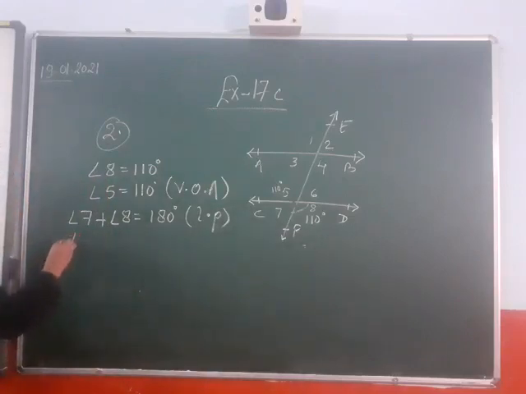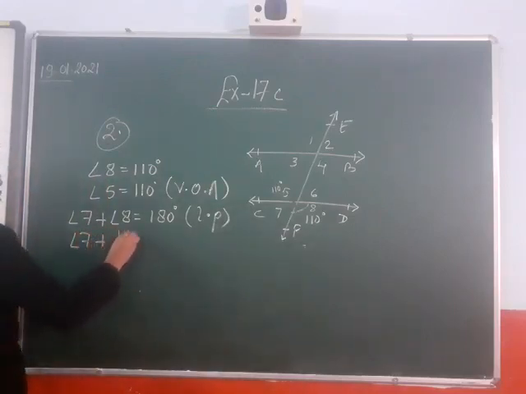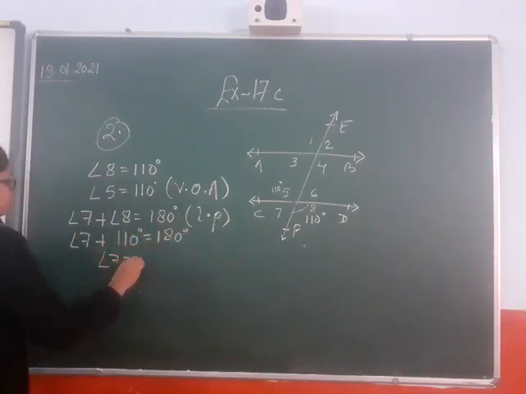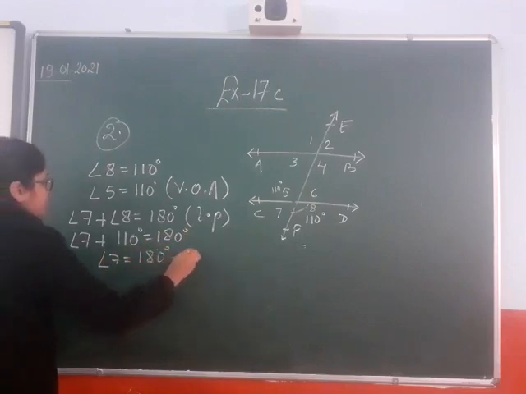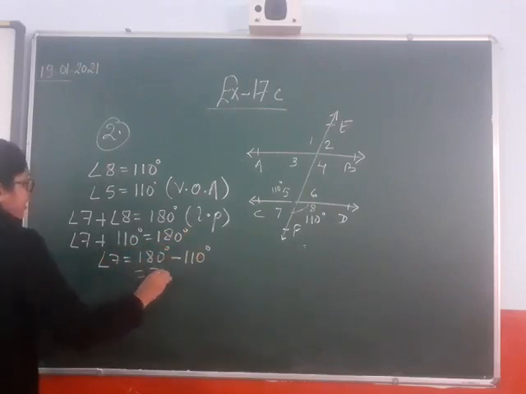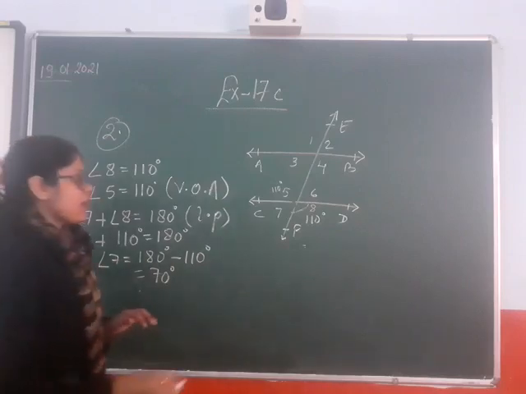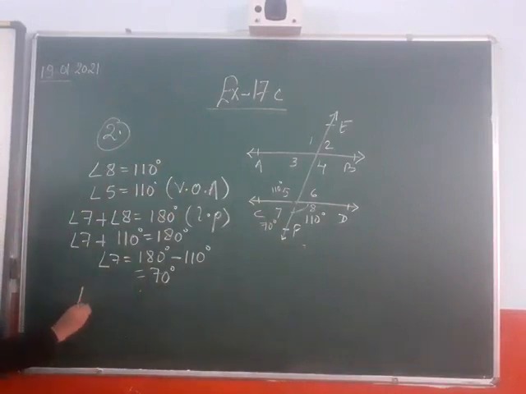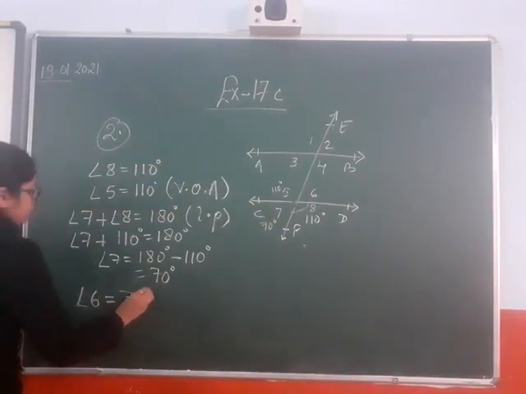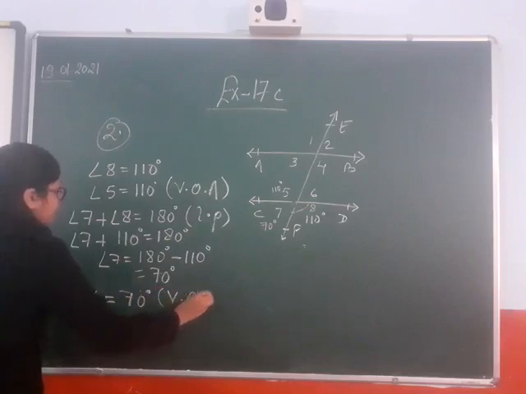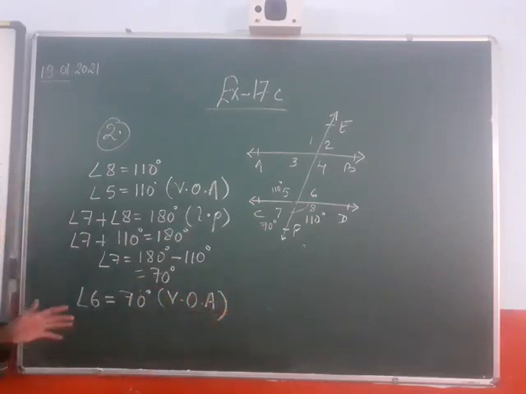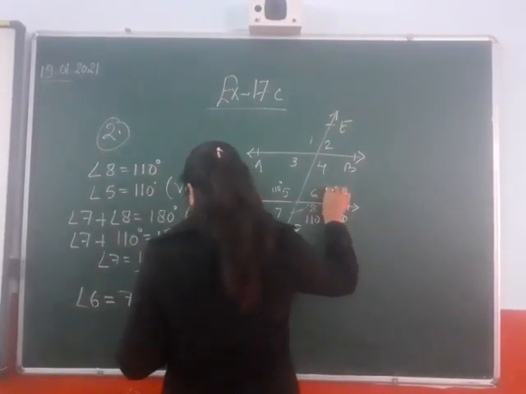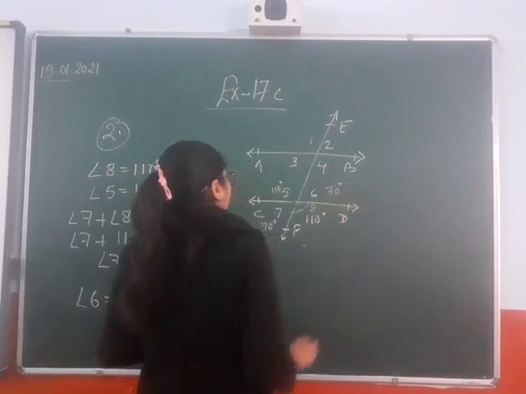So angle 7 you don't know, but you know the value of angle 8. Just write it down here. Then what will be the value of angle 7? 180 degrees minus 110 degrees. The answer will be 70 degrees. I got the value of angle 7 as 70 degrees. Now what will be the value of angle 6? Angle 6 will also be equal to 70 degrees. Why? This is a vertically opposite angle. To which angle? Angle 7. Okay, so now I got these angles, which will be equal to 70 degrees.